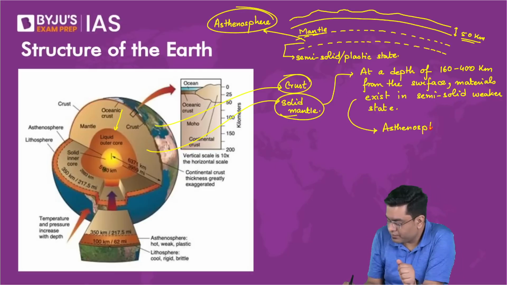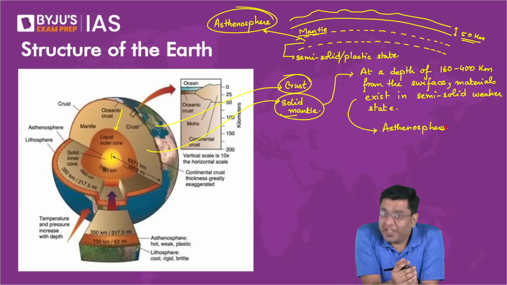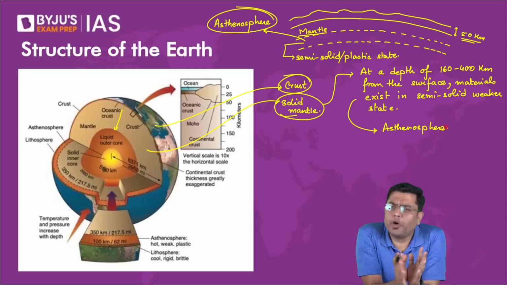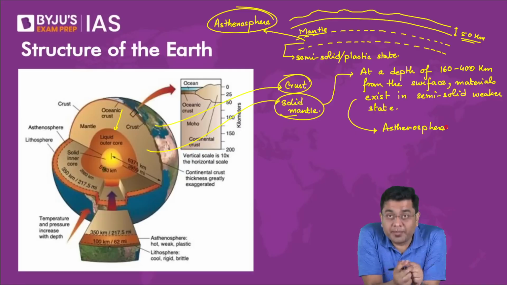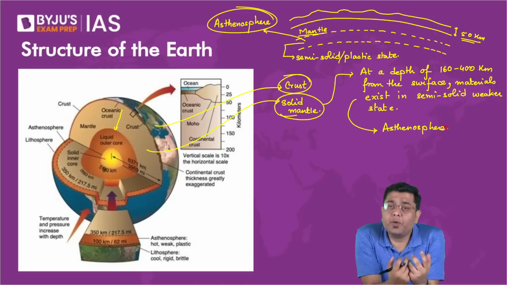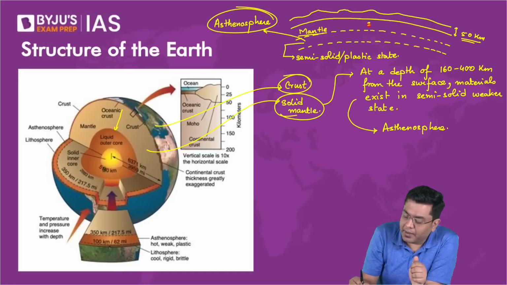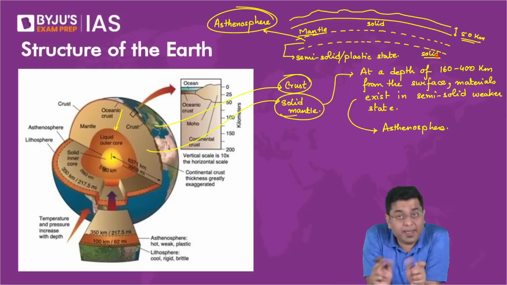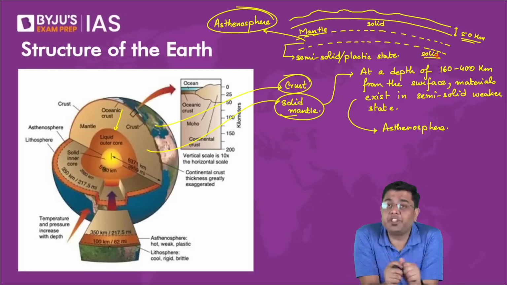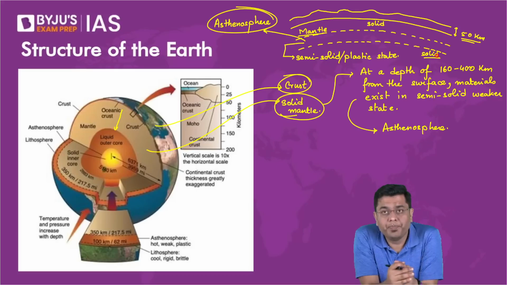Now, this asthenosphere is a source of all the various different volcanic eruptions that you come across. The lava that comes out, the molten materials that come out, they are supplied from the asthenosphere itself. But here the question arises: when we talk about the mantle in the uppermost portion, that is also solid. When we talk about the mantle beneath the asthenosphere, that is also solid. So why is it that suddenly in between you have a layer which is semi-solid or slightly molten?